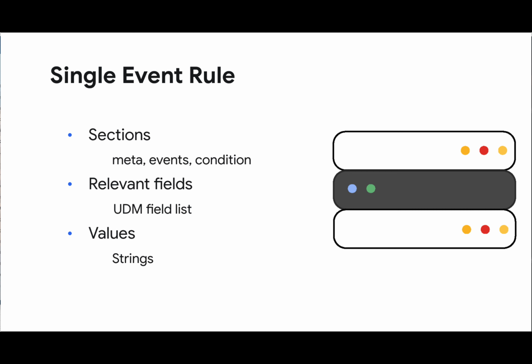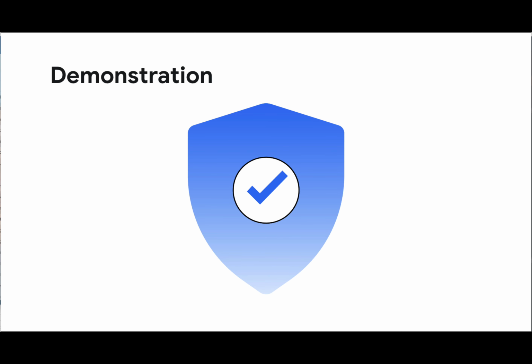For a single event rule, we need a minimum of 3 sections: meta, events, and condition. We need to identify the relevant fields in UDM to use in our rule logic, and then we need to add values in the form of strings against those fields. Because we are using strings, these values will be enclosed in double quotes. Because this is the first rule we are creating, we are going to use this as a simple example.